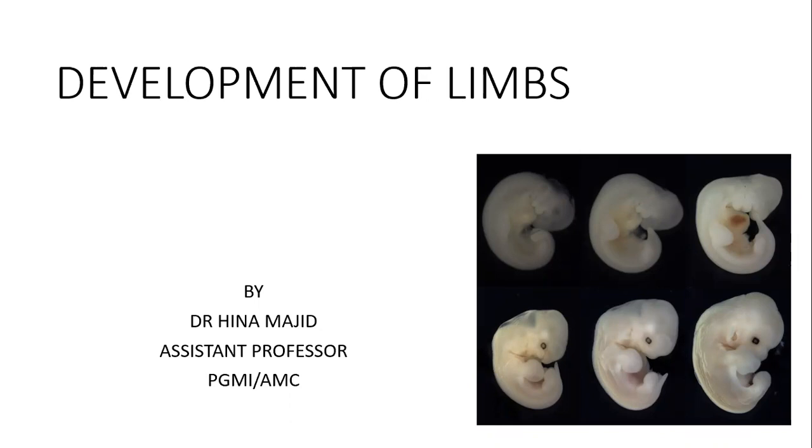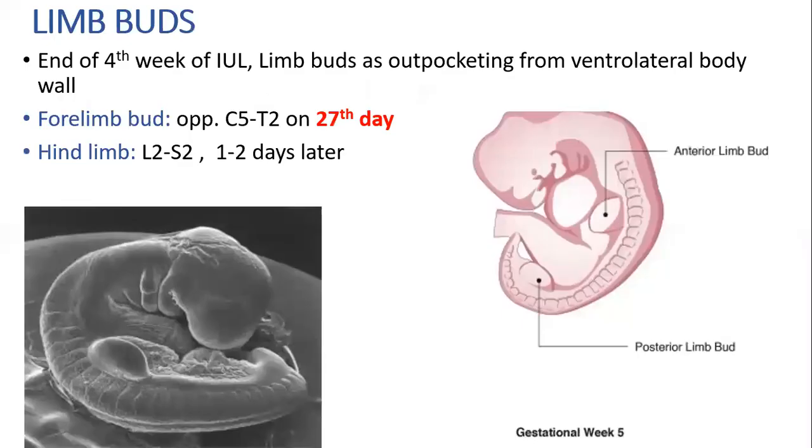So it is important, and the anomalies of limbs are very important. It is a commonly asked question. So we are going to start. We are going to revise first and then we are going to move further.